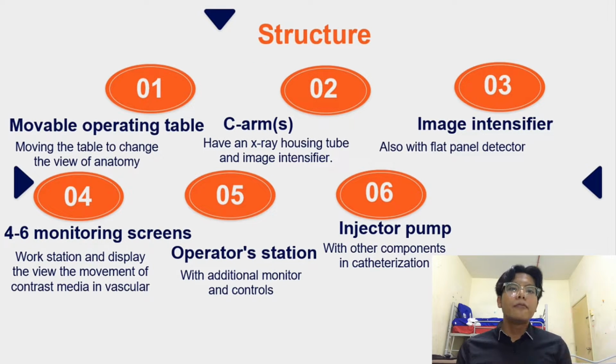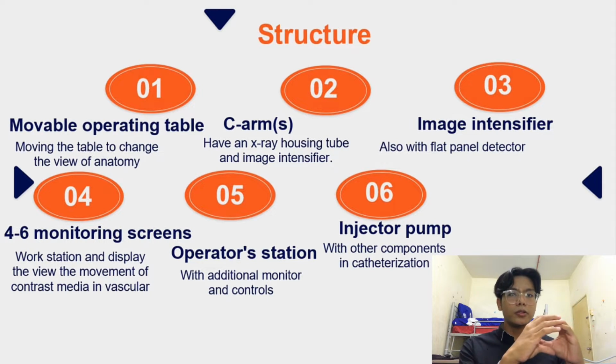At first, there is a movable operating table, where the patient lies flat on the cath lab table, which is able to move around and allow the imaging cameras to circulate around the body and also change the view of the anatomy. Furthermore, the cath lab also has a C-arm, where the C-arm has an image intensifier above the patient and the X-ray under the table. The image intensifier is a complicated device that receives the image-forming X-ray beam and converts it into a high intensity visible light image.